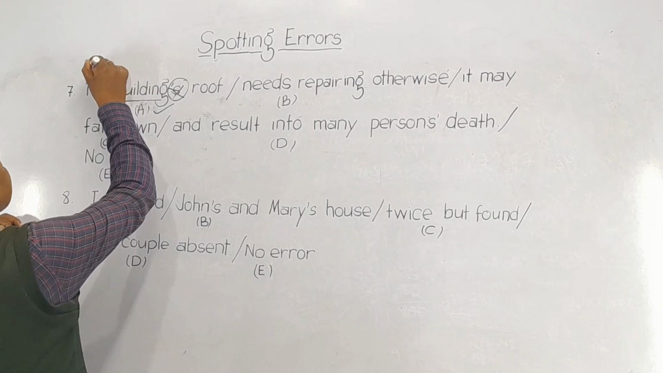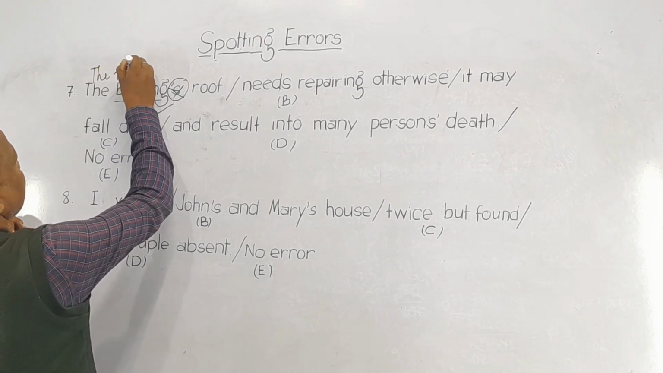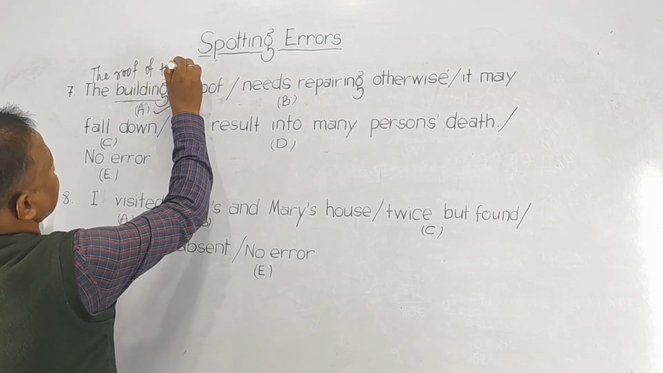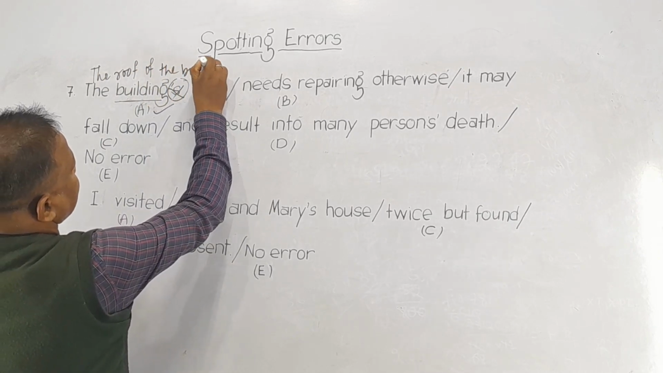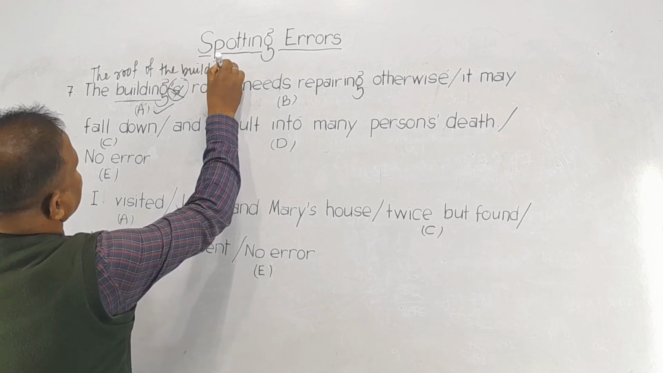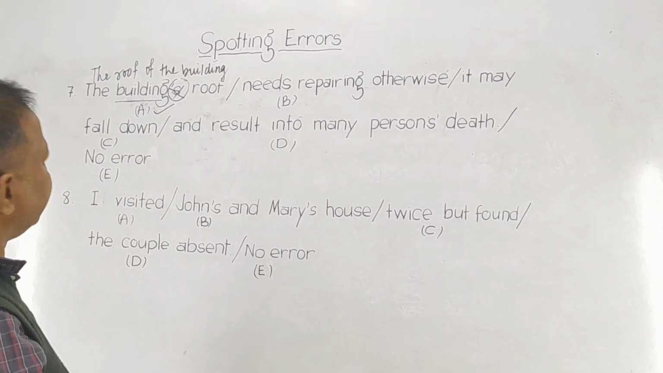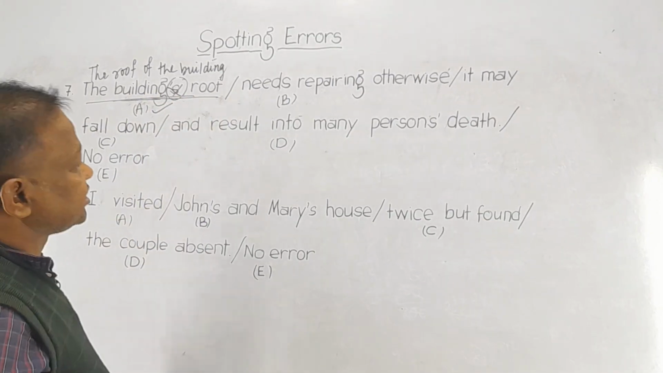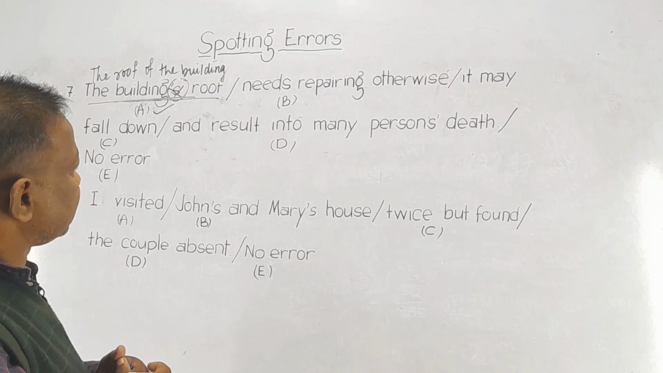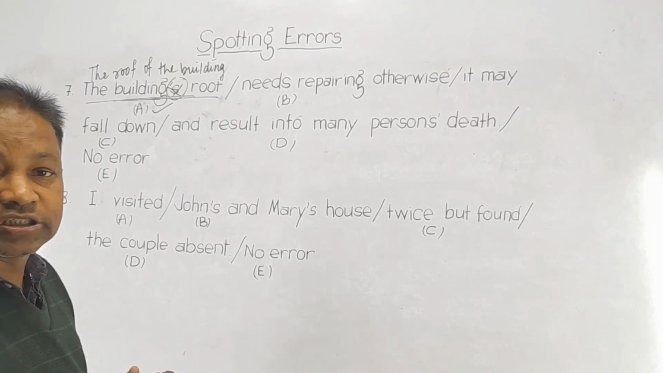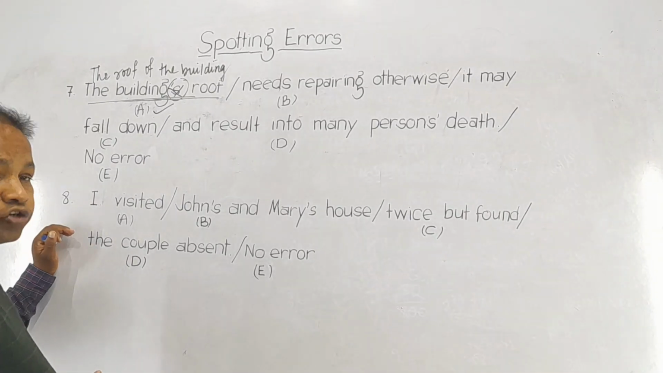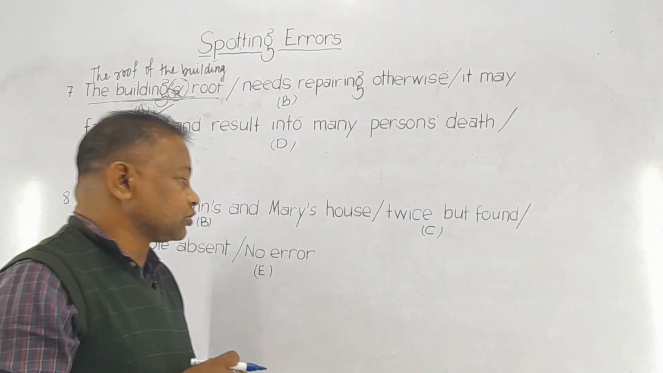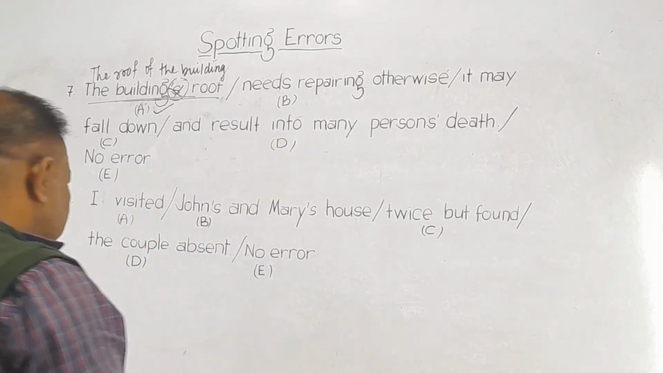You need to write the roof of the building. Okay. The roof of the building needs repairing, otherwise it may fall down and result into many persons' death. Let us discuss question number 8. I visited Jones and Mary's house twice, but found the couple absent.